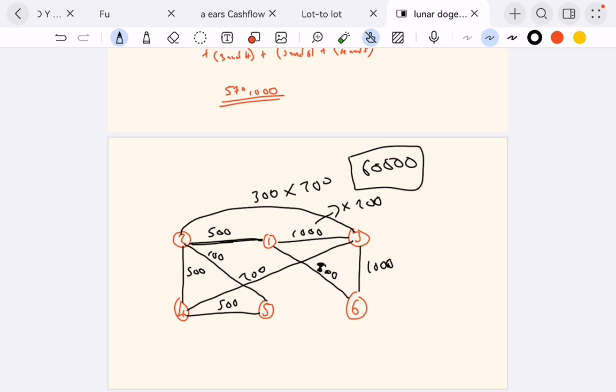Okay, so I was saying 1000 times 200 is how much? We want to get the rationale behind picking this number. So 1000 times 200 is how much? It's 200,000.